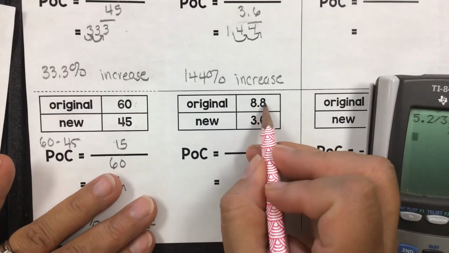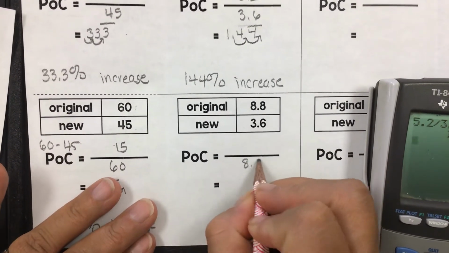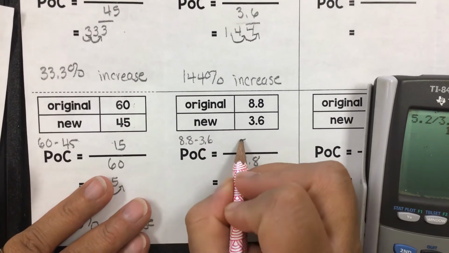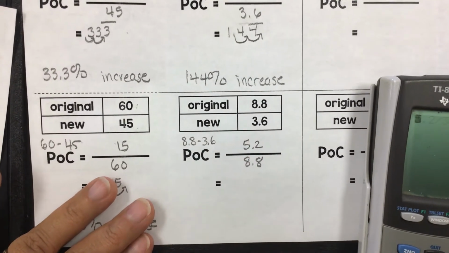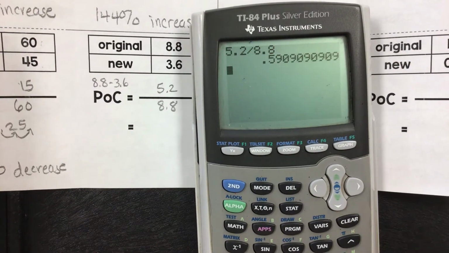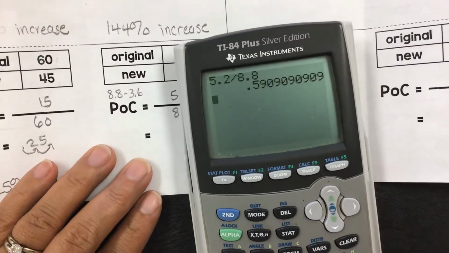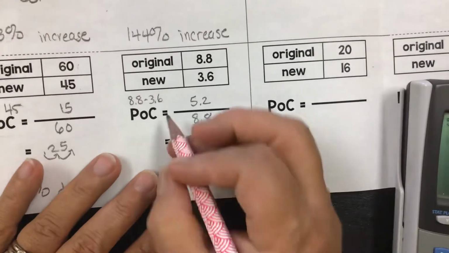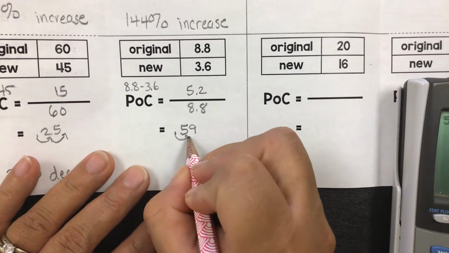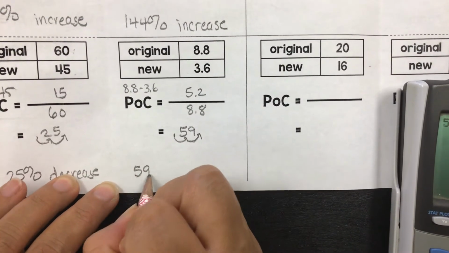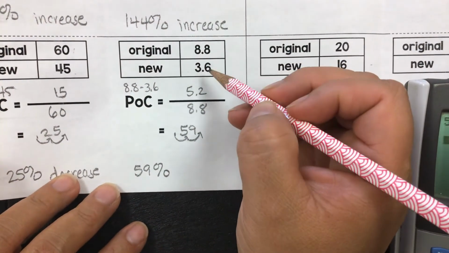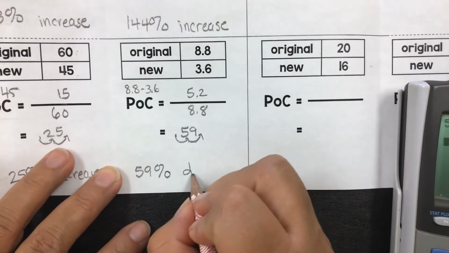On these numbers, the denominator is 8.8. The difference between them, 8.8 minus 3.6, was a 5.2. Put that in our calculator. 5.2 divided by 8.8 is 0.5909. So we could just write 0.59. We move it over 2 to get our percent. That means 59% is our change. And since we went from 8.8 to 3.6, that is a decrease.